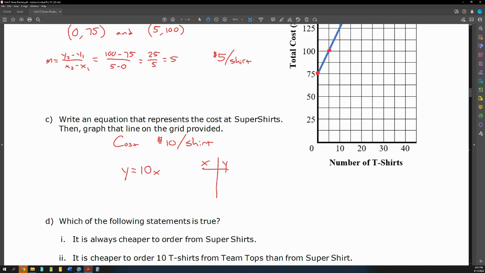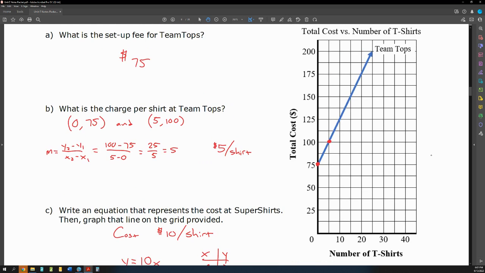If I wanted a couple points here, I could construct a table of values. So plug in 0 for x, we get 0 for y. If you don't buy any shirts, you're not paying anything. If you buy 5 shirts, then you're paying $50, $10 per shirt. And if you buy 10 shirts, you're paying $100. So let's go ahead and graph that. So we have 0, 0. We have 5, 50. We have 10, 100. 15, 150, and so on. So go ahead and use your straight edge, connect those dots, and draw that line.